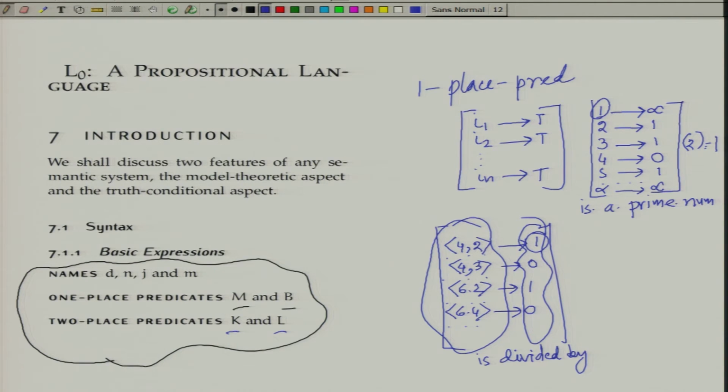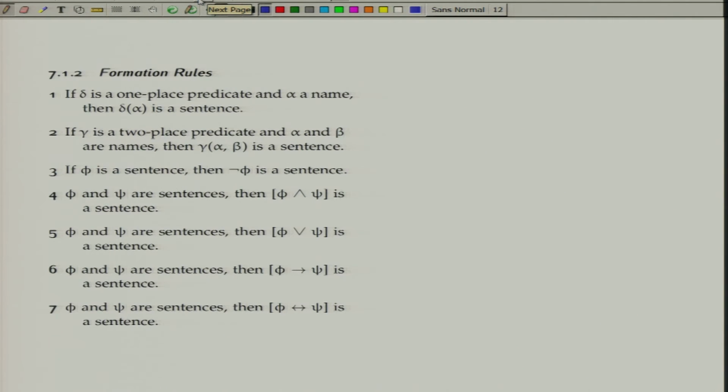So this is the difference between a 1 place predicate and a 2 place predicate. I hope we understand what is now going on. So, M and B will be here and K and L will be here. Now, the rules, the syntactic rules, the formation rules. If delta is a 1 place predicate, so delta can take only a 1 place predicate, nothing else, and alpha are names.